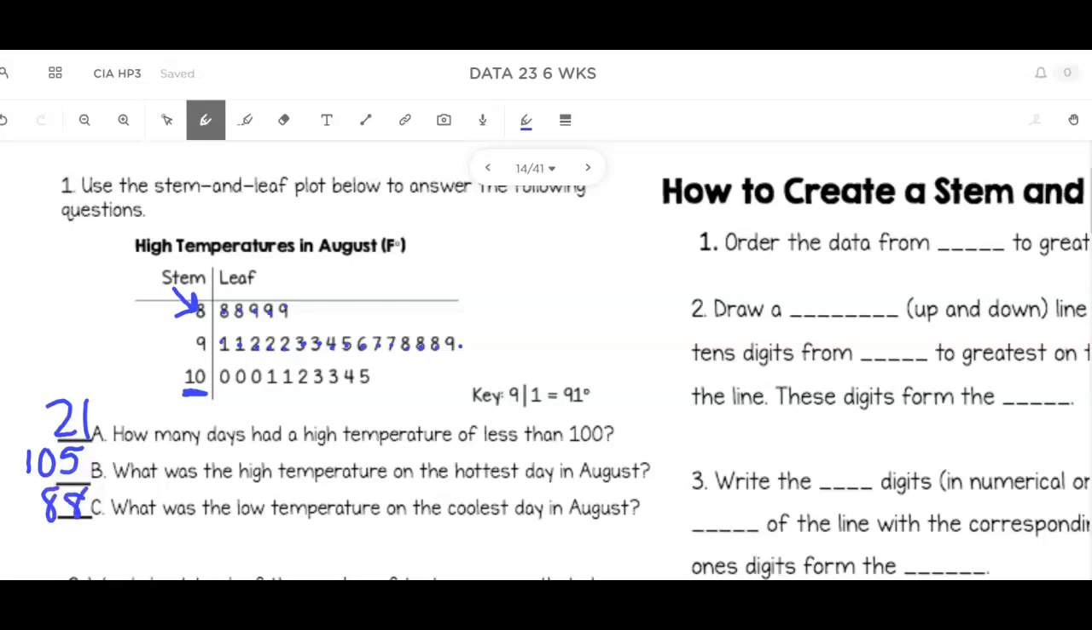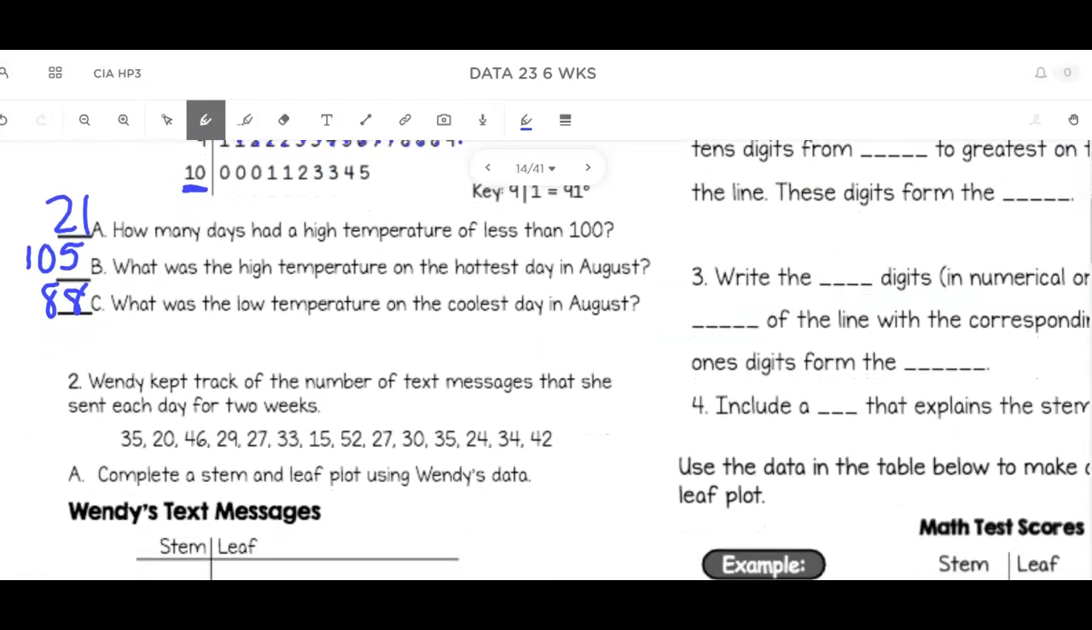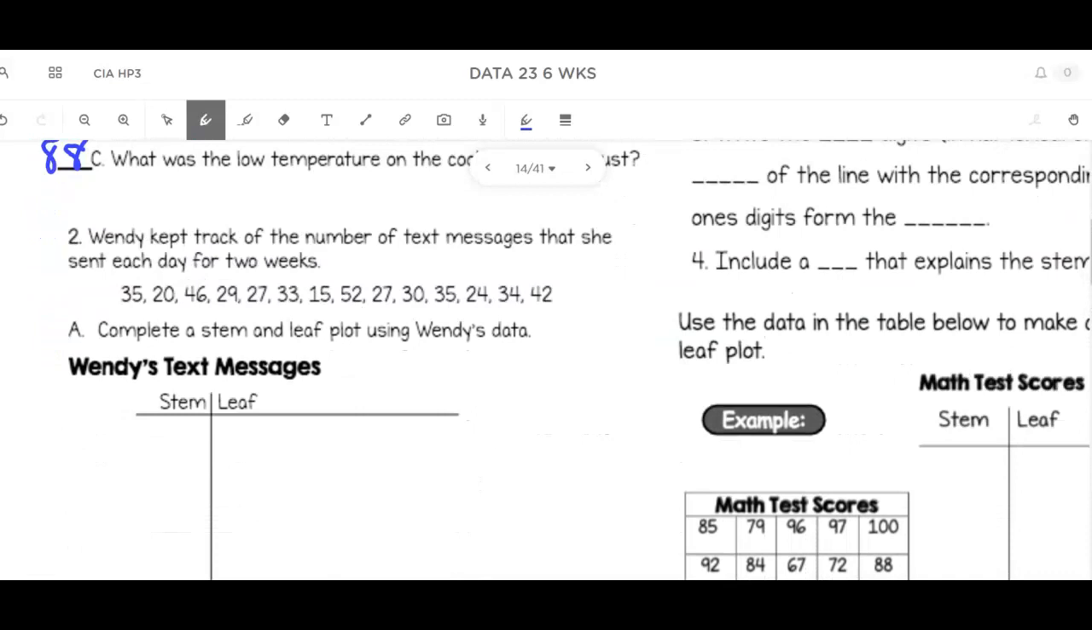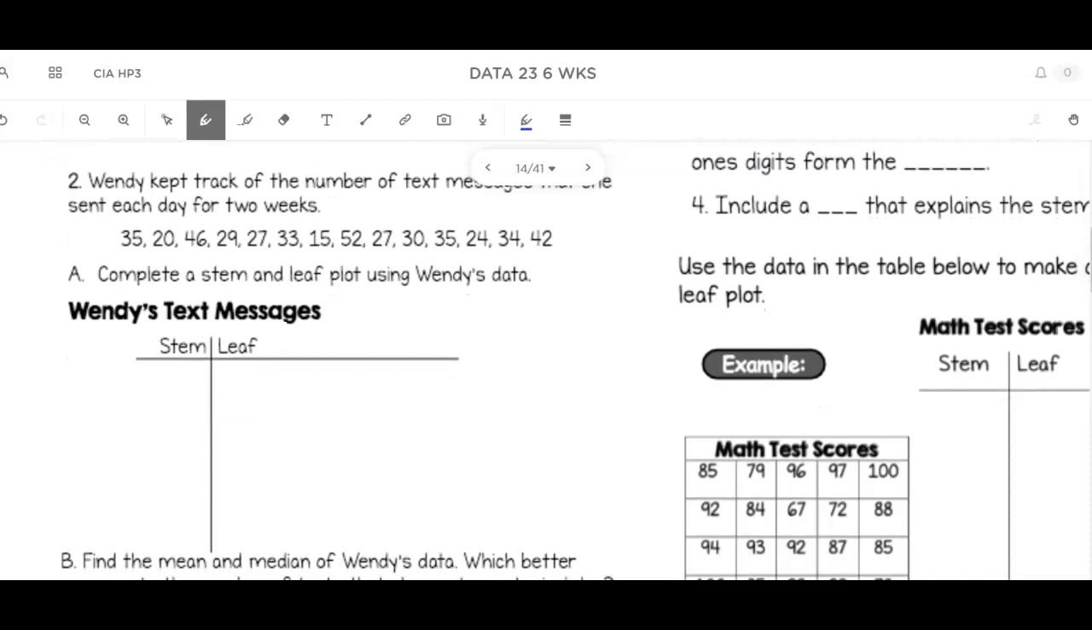So you should be filling out your notes. Okay, let's scroll down. Wendy kept track of the number of text messages she sent each day for 2 weeks. A, complete a stem and leaf plot using Wendy's data. Okay, I'm going to pause this video for a minute. We're going to put this data set in order. So the first thing you're going to do is find the smallest number and start from there.